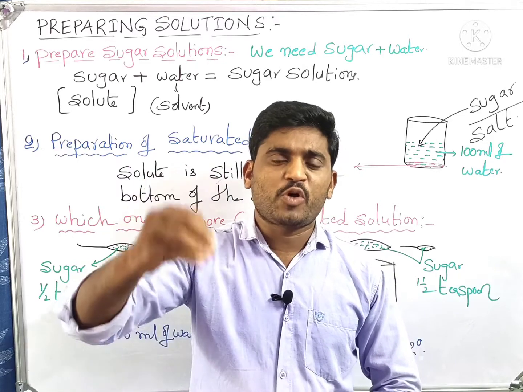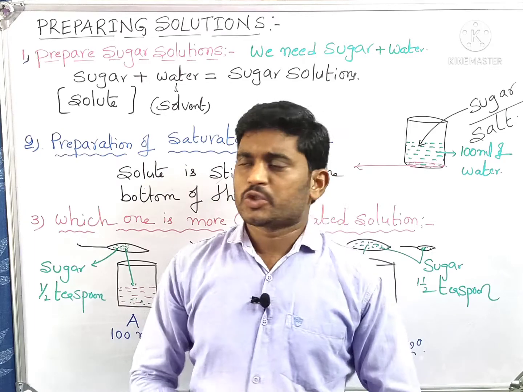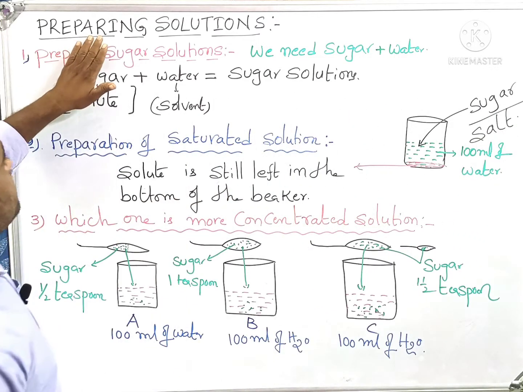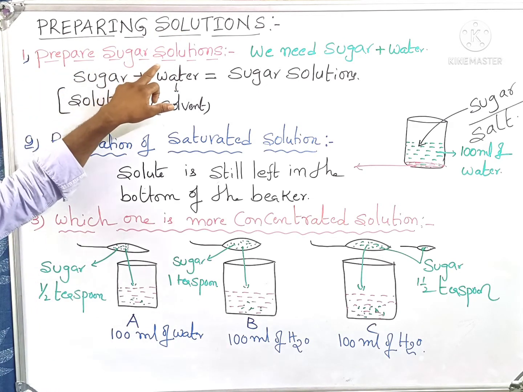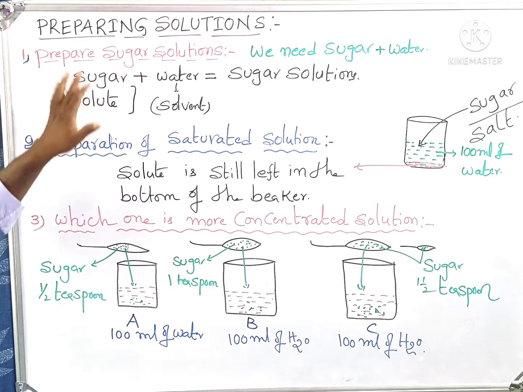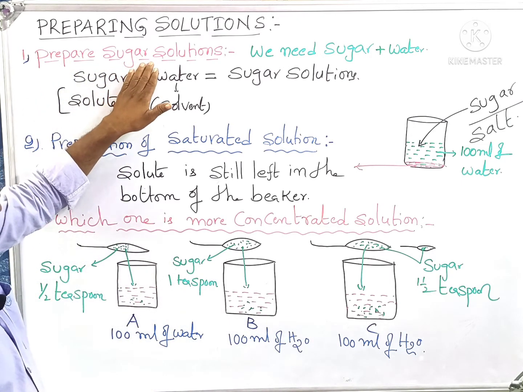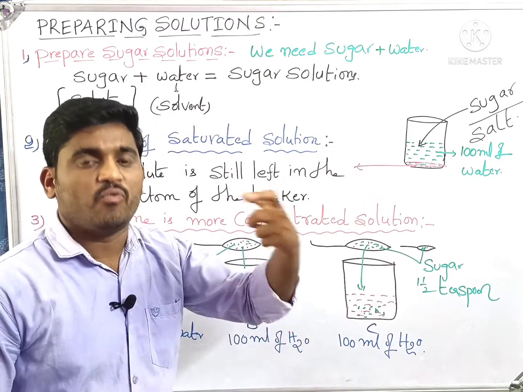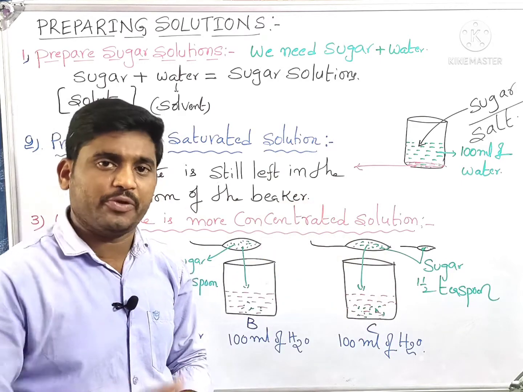That's why, before going to the activity, we prepare some solutions. Understand? Which solution? Look at the board, preparing solutions. The first one is to prepare a sugar solution. First we prepare the sugar solution. Generally, to prepare a sugar solution we need sugar and water. So water plus sugar equals sugar solution, you know.